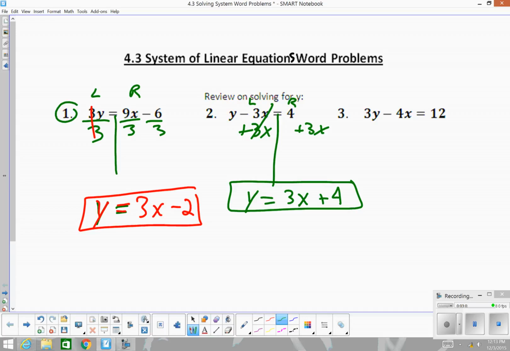Okay, I want you to go ahead and try number 3. Once you go through and solve for y for number 3, I want you to move on to the next problem. Just pause the video.